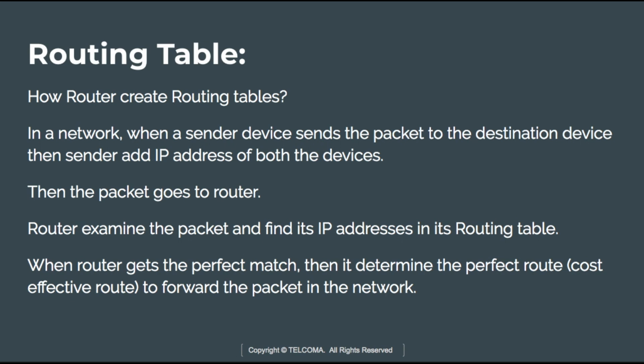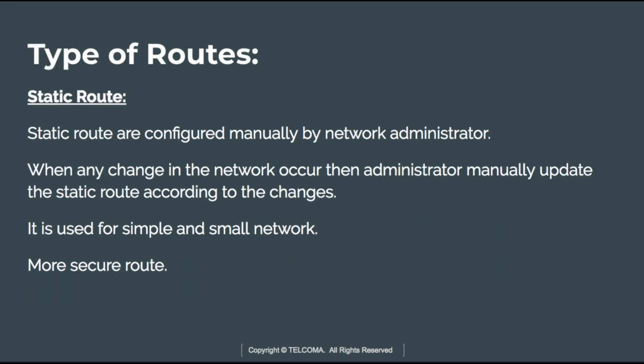In this way it will create the routing table and add the IP addresses of source and destination in its own routing table. If any new device is added in the network, the router will update the routing table according to the IP addresses. Thus the router updates the information contained in the routing table to get effective routing. So this is how the router can create the routing tables.